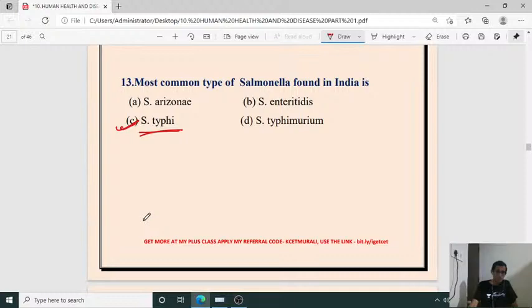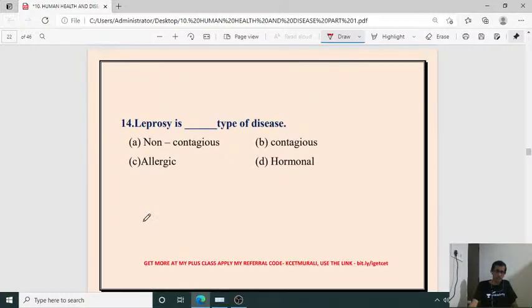Okay. Next, the 14th one. Leprosy is dash type of disease. Leprosy is a contagious disease.